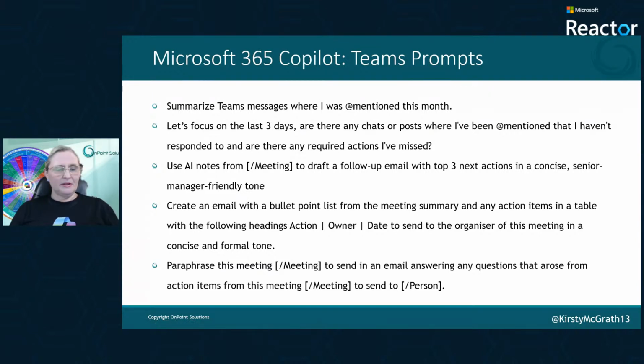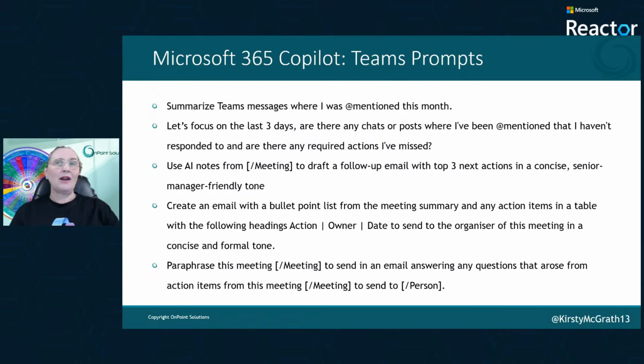I'm going to play around with them in just a second. My AI notes to draft an email up with the action items and put it in a concise, senior manager-friendly tone. Another one, create an email with a bullet point list of meeting summaries and action items in a table with the following headings: action, owner, date, to send to the organizer of the meeting in a concise and formal tone. These are ones I copy and paste all the time.